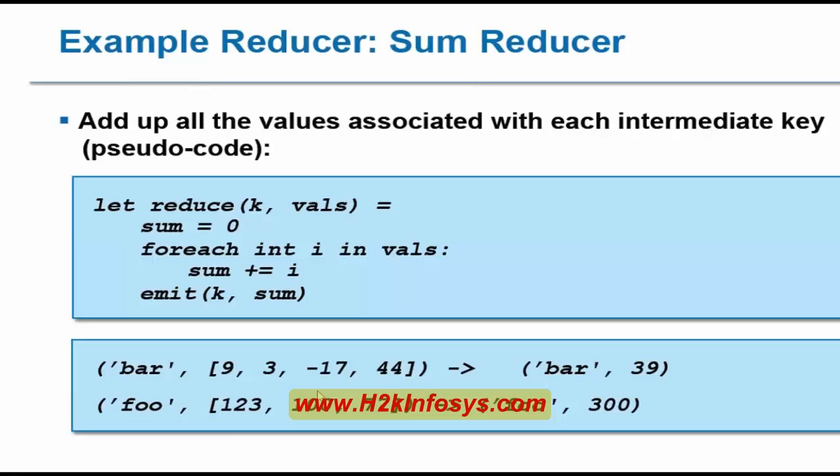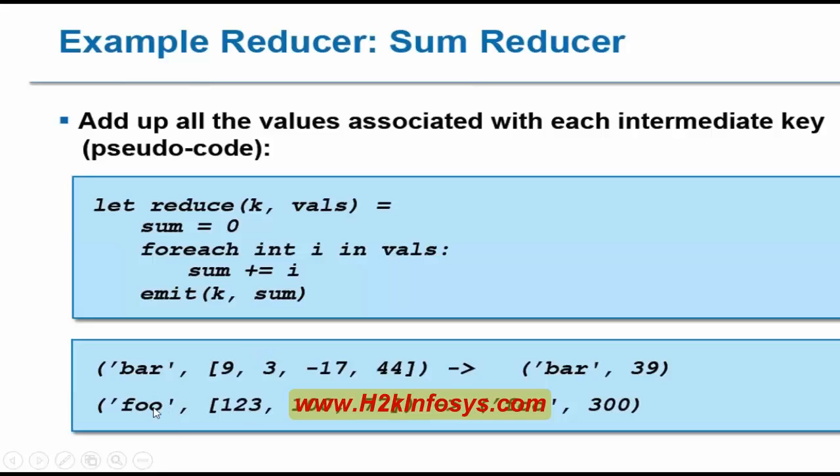So if you see this example, bar, all my intermediate values are generated as 9, 3, minus 17 and 44. It will sum up all these values through this for each loop. So 9 plus 3 is equal to 12, plus 44 means 56, minus 17. So it will add up to 39. Guys, I'm very poor in calculation, but you can do your calculations. So it is just an aggregation.